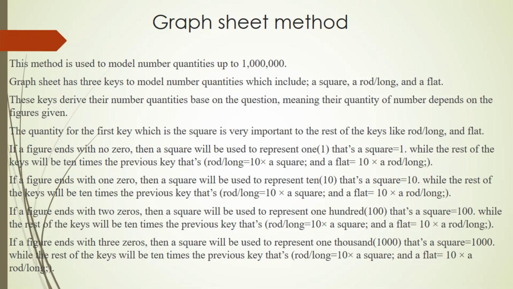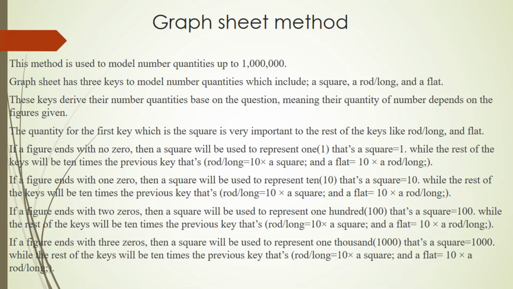So once a square is 10, the next key, which is the rod or long after the square, will be 10 times the square. So this time a square is 10, so 10 times 10 will give you 100 for the rod or long. And the flat will also be 10 times a rod or long. This time our flat will be 10 times a rod. Rod is 100, then we multiply by 10.